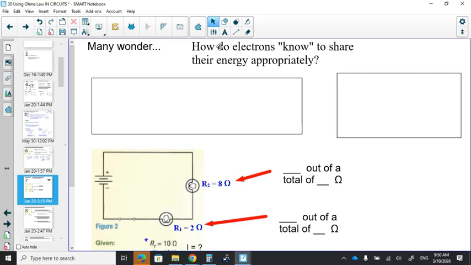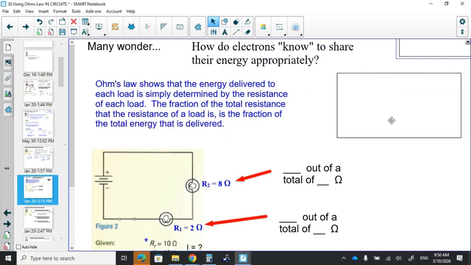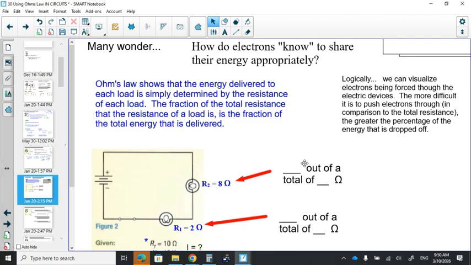But so many wonder, how do electrons know to share their energy appropriately? If you think about it, the electrons are going to feel how hard it is to push through this circuit, like how hard it is to get out of the grocery store, kind of thing, right? How much of a lineup there is. At this stage, there's only a little bit of resistance, that's only 2 out of the 10 ohms, and then this is 8 out of the 10 ohms, so it's going to drop 2 out of 10 of the energy, and drop 8 out of 10 of the energy. You could just do it as ratios even there if you wanted to, right? So this would be 8 out of a total of 10, and this would be 2 out of a total of 10, and so 2/10 of the energy.